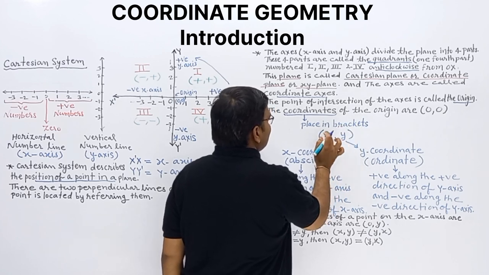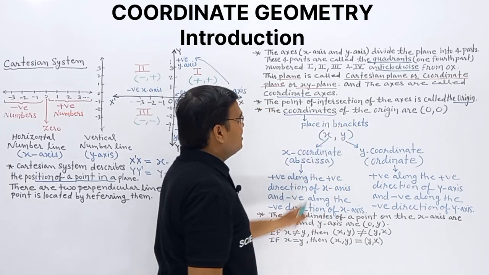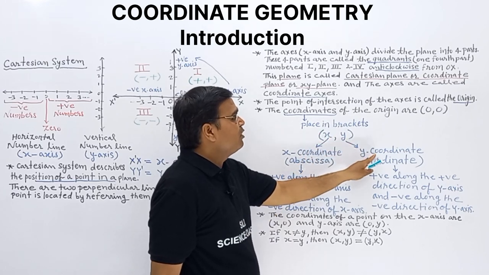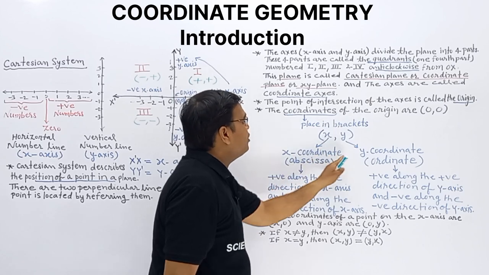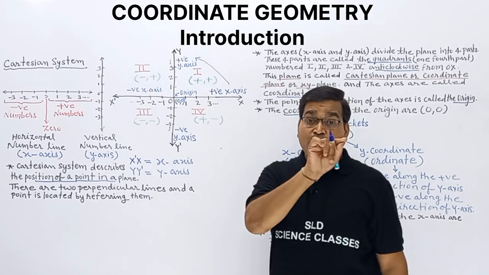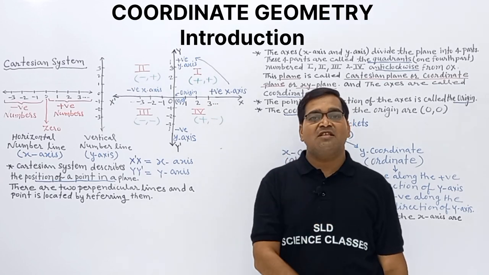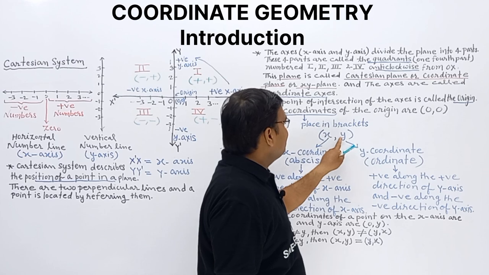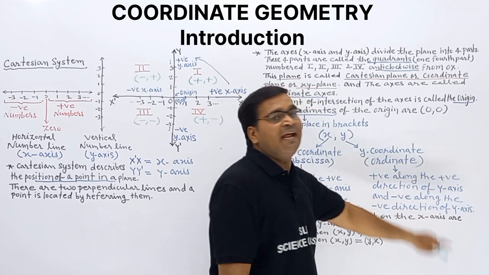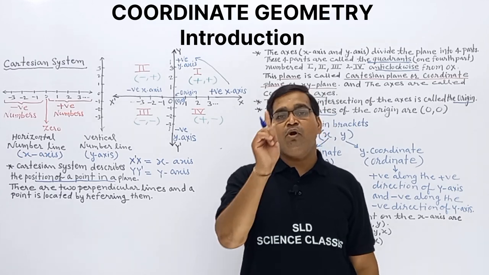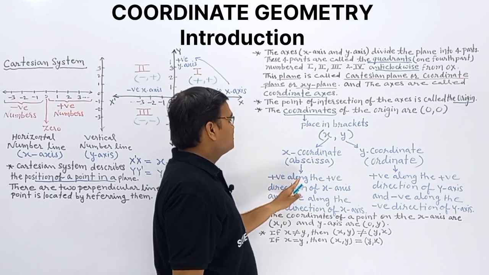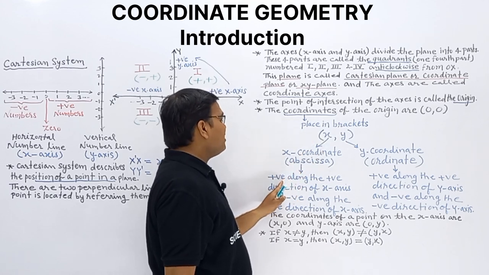So listen, coordinates are placed in brackets like x comma y. The first one is the x coordinate, and the second one is the y coordinate. The x coordinate, the first coordinate, is called the abscissa. The second coordinate, the y coordinate, is called the ordinate. Clear?